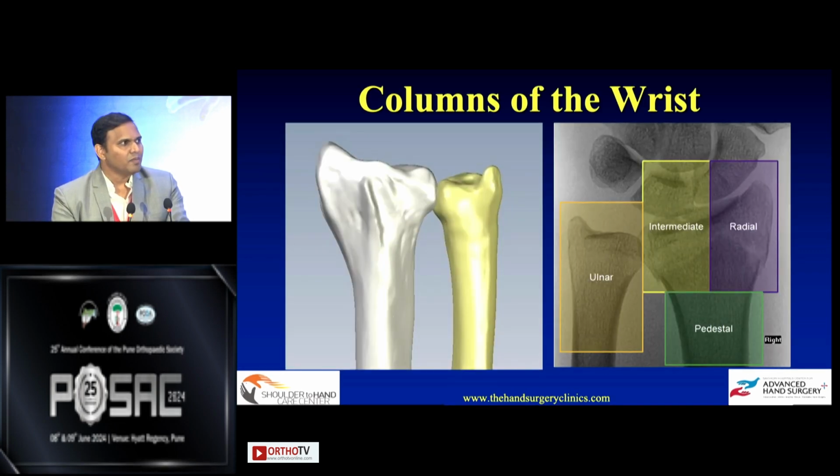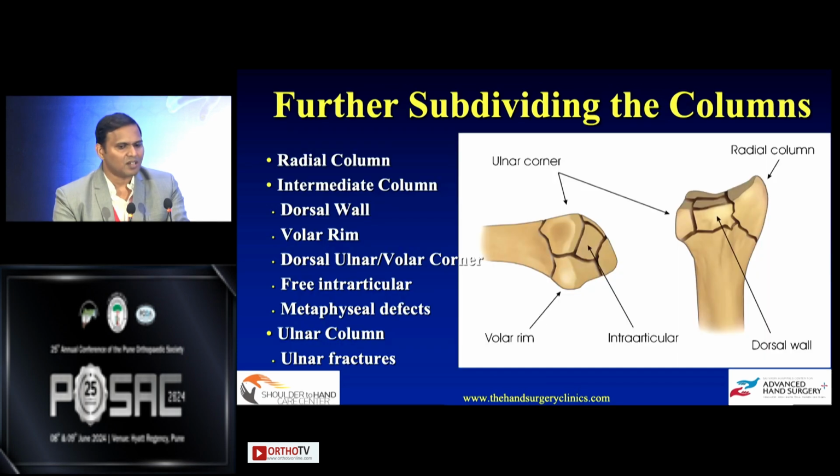In the column concept, the wrist is divided into 4 columns. The first is the radial column, then the intermediate column, the ulnar column, and lastly the pedestal column. These columns are further divided into different fragments. The radial column consists of the radial styloid fragment. The intermediate column consists of the dorsal wall fragment, volar rim fragment, the dorsal ulnar and volar corner, the free intra-articular piece, and the metaphyseal defects that are seen. And lastly, the ulnar column consists of ulnar head fractures and ulnar styloid fractures.